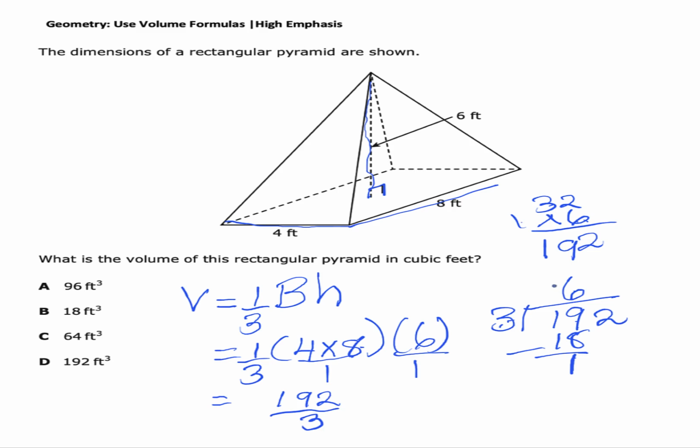Remember, the TASC test is timed. So sometimes you don't need to go all the way to solve a problem. Once I get 6, I'm going to look at my answers. Where do you see a 6? At C. So your answer is C. If you want to keep going, bring down the 2. 3 goes into 12 4 times, but we didn't need to do that because there was only one 6 there. So that's how I knew my answer was C.